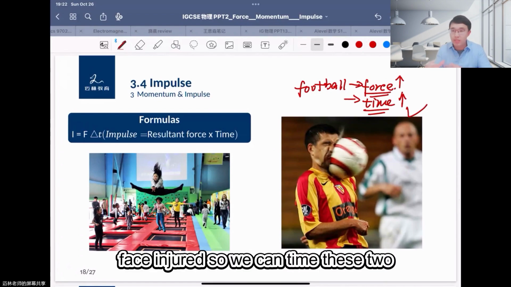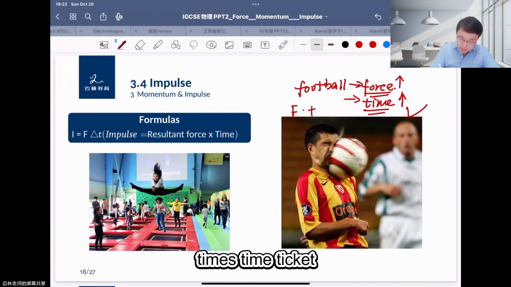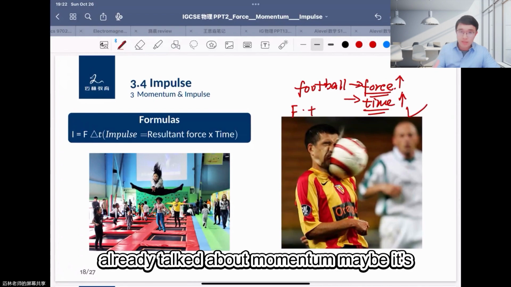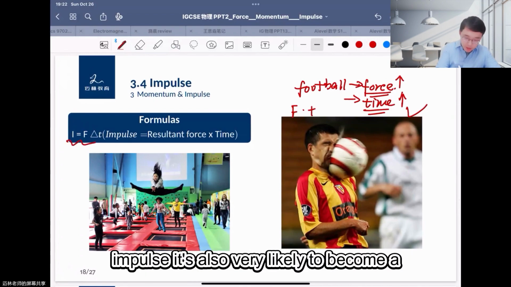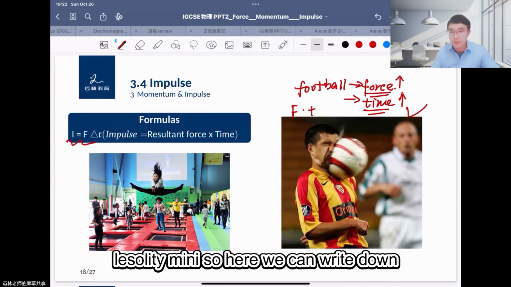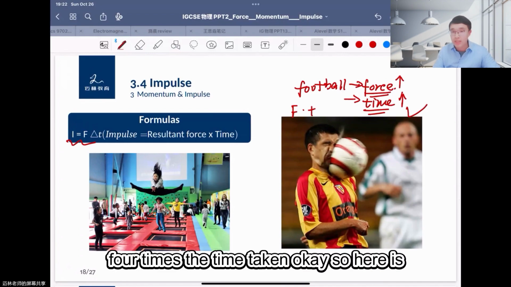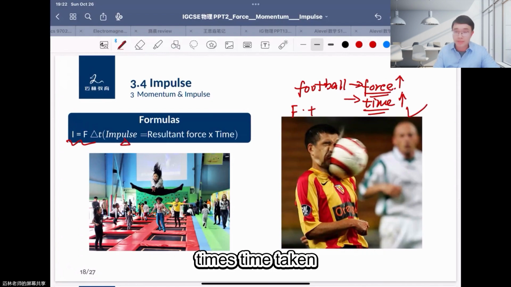Okay, so we can multiply these two physical quantities together, and it's force times time taken. So it's just like a lethality. We have already talked about momentum, which is very similar to a lethality meaning. And impulse is also very likely to become a lethality meaning. So here we can write down impulse equals force times the time taken. Okay, so here is the formula. Impulse equals resultant force times time taken.